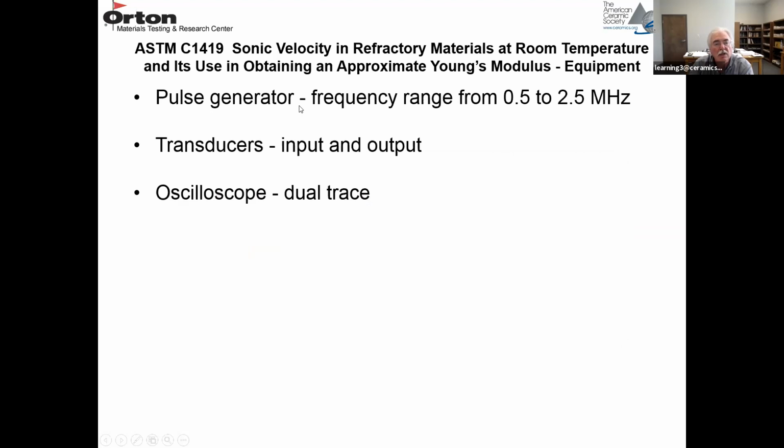For the equipment, you need a pulse generator in this frequency range, 0.5 to 2.5 megahertz. You need the transducers, which I just showed. One's an input, and one's a receiver, an output. And there's an oscilloscope. It may be built into the test machine that you purchase for this measurement.